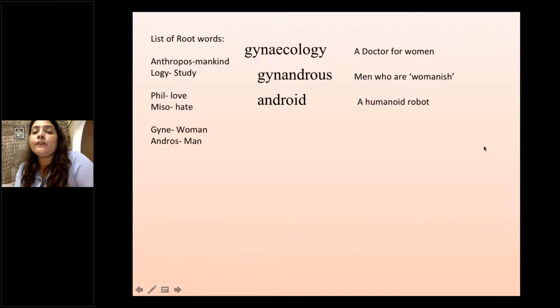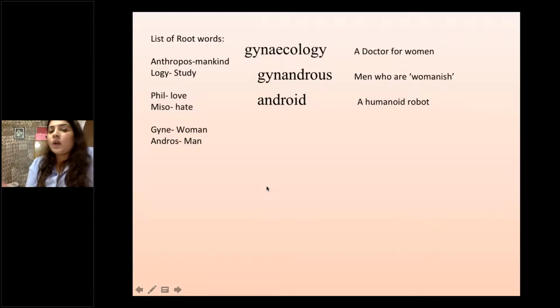Someone has written gynophile. That's wrong. What's a gynophile? Gyne is woman, right? So Jagrup, gynophile is not a word.